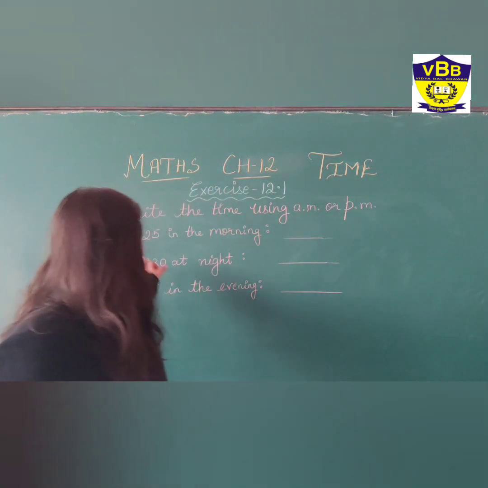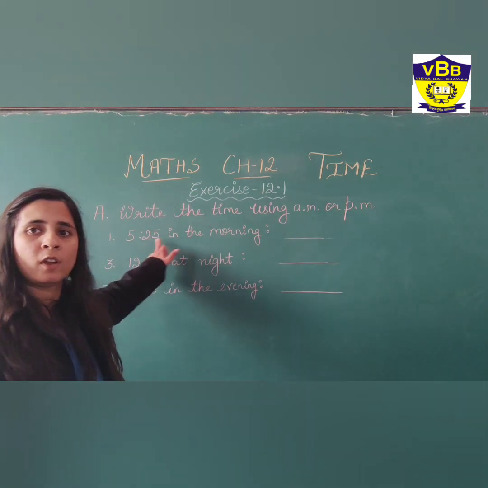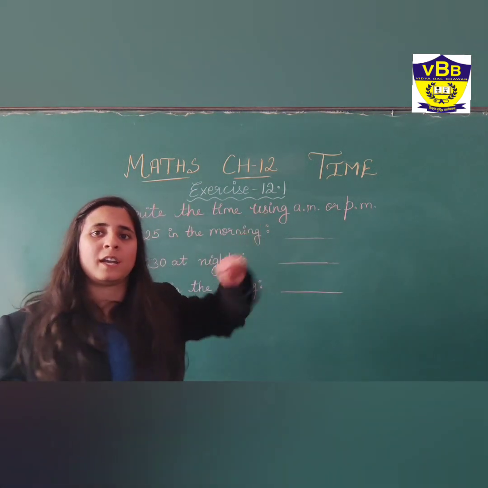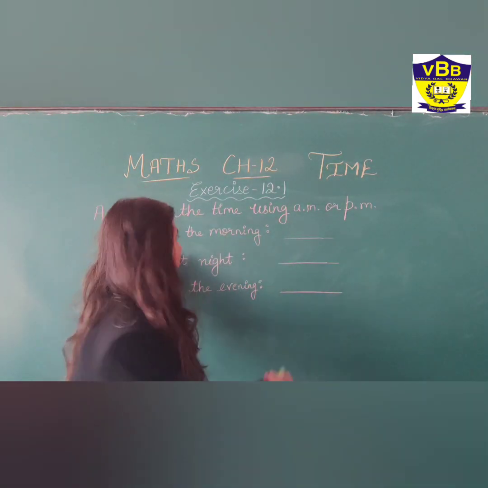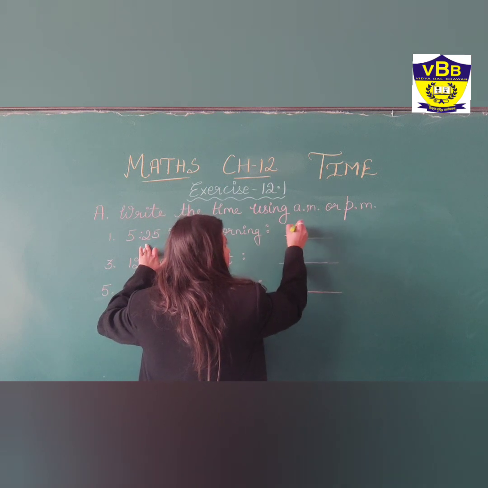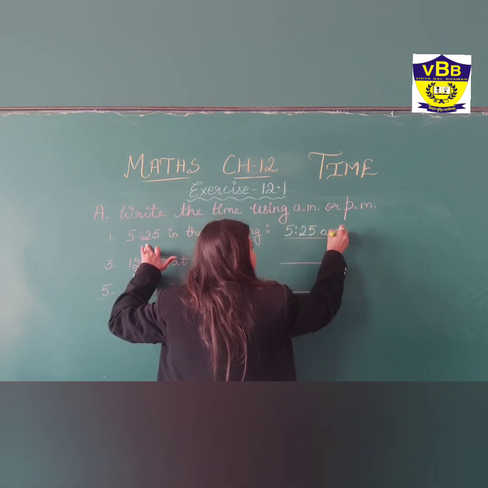Now let us see, the first part says 5:25 in the morning. So morning time is ante meridian, right? AM. So here we will write 5:25 AM.